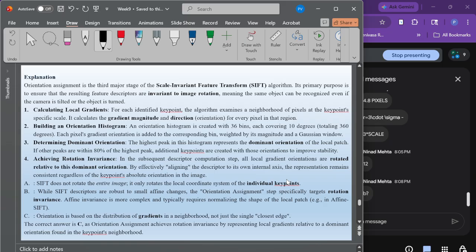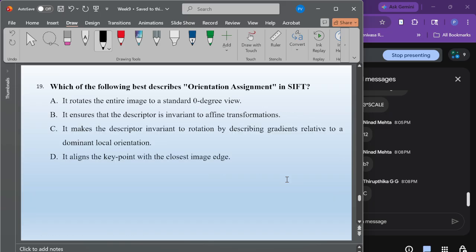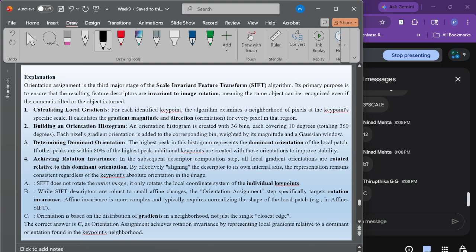Okay, so now the next option, C. Orientation is based on the distribution of the gradients in the neighborhood, so not just the closest edges. Okay, so the correct option is C, that is, orientation assignment achieves rotation invariance by representing local gradients relative to the dominant orientation found in the key point neighborhood. So option C is the correct answer for this question. Actually, this one is option D.